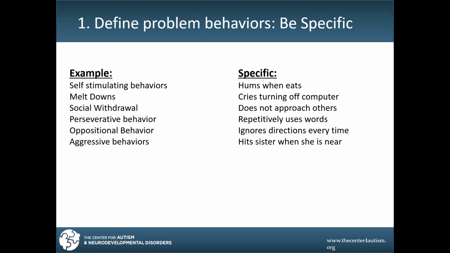Aggressive behaviors may look like hitting others, and eloping or running away may look like your child going to see something without asking for permission first. These are all examples of problem behaviors and more specific ways you can define them. I will allow you some time to reflect on your child's problem behavior and think about how you can define them specifically.